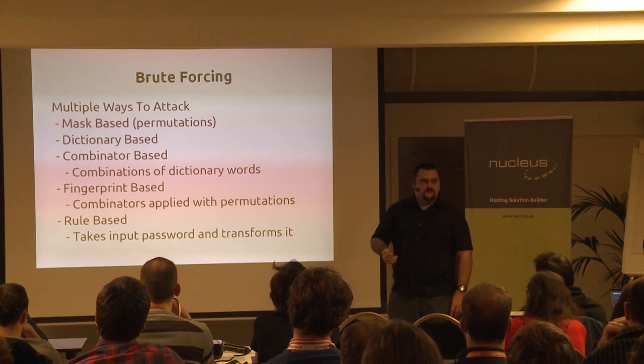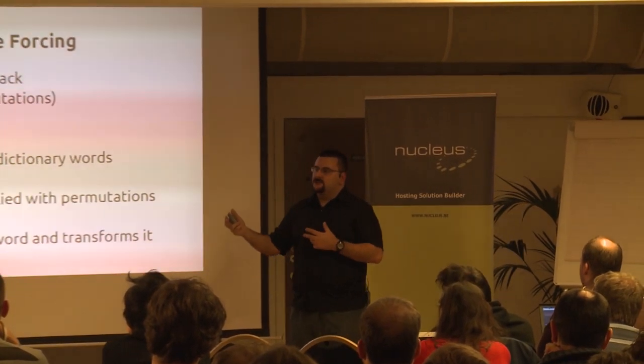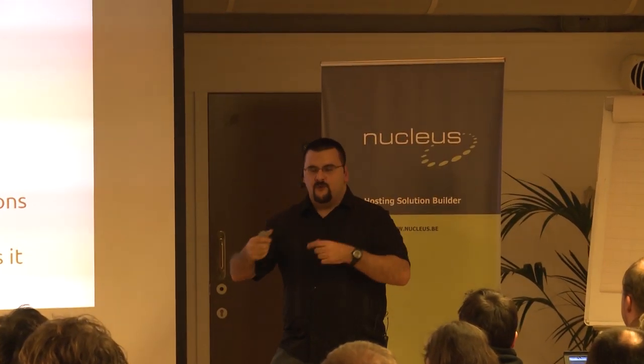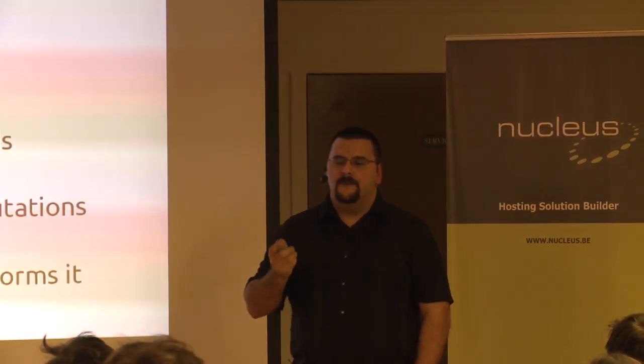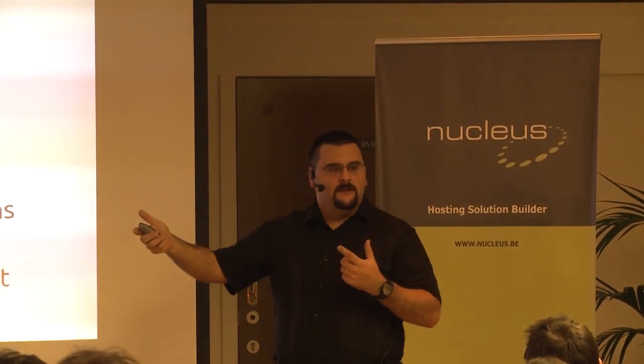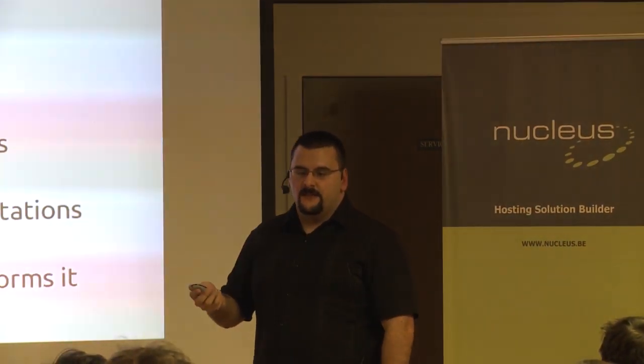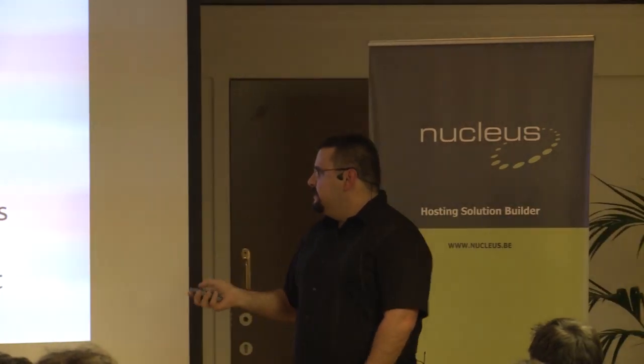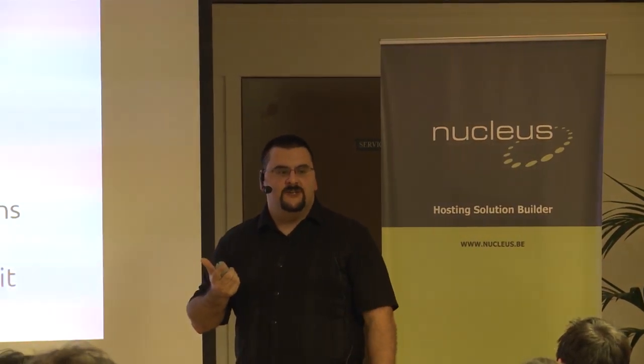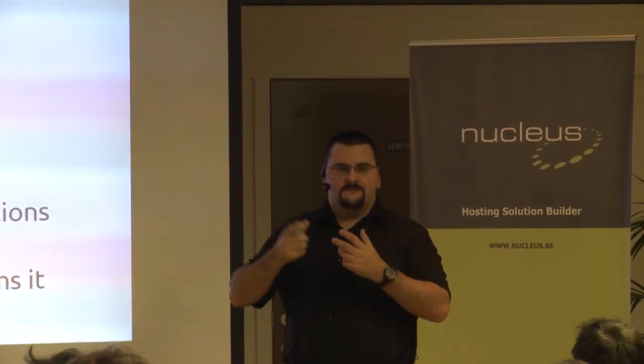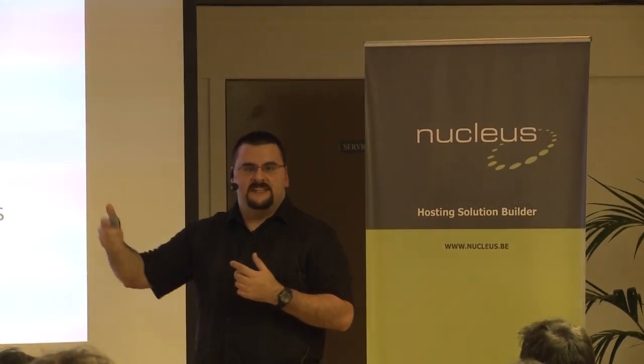We can do dictionary-based, where we take an English language or an international language dictionary and run it through and try every single possible one of them. We can do combinations. So a combinator-based attack would be correct horse battery staple, to use the XKCD reference. They're actually very efficient at attacking those. You can use fingerprint-based, which takes the result of a combinator and combines it with additional permutations. So correct horse battery staple 3, correct horse battery staple 4.